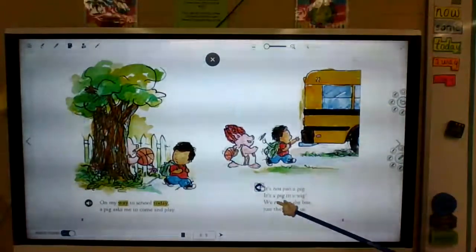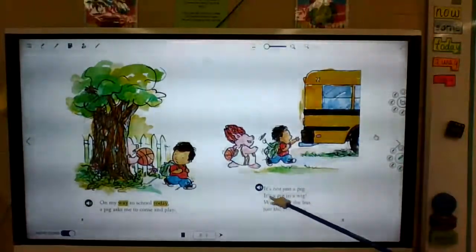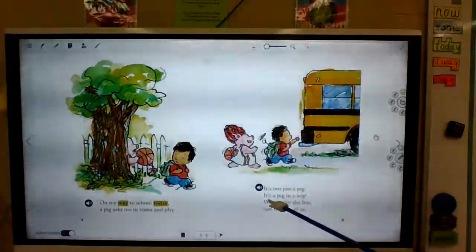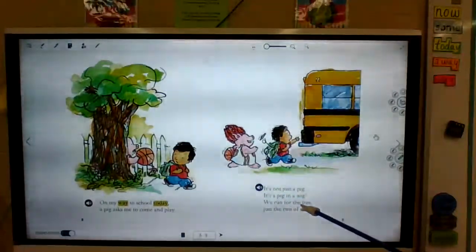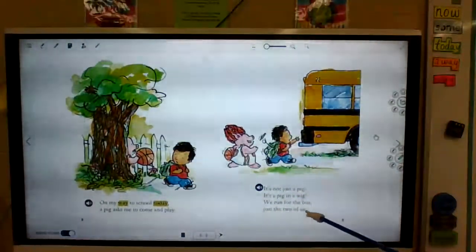Okay, let's read that. It's not just a pig. It's a pig in a wig. We run for the bus, just the two of us.